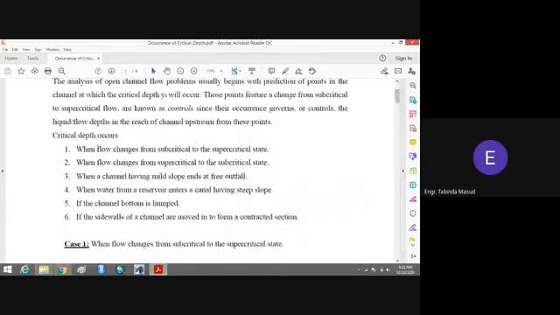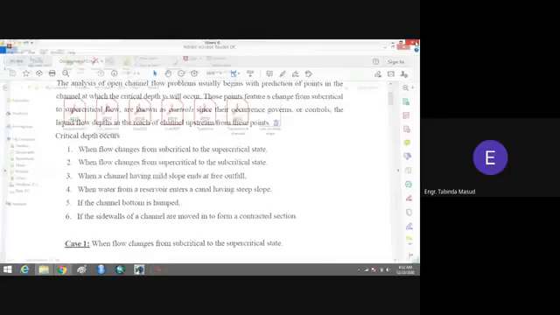Remember that the first 4 cases are the obvious situations for the occurrence of the critical depth, and the last 2 cases depend upon the design of the engineer, that is, how the weir is designed and how the contracted sections are designed. It all depends upon the design whether we have a critical depth of flow in these situations or we don't have any critical depth.